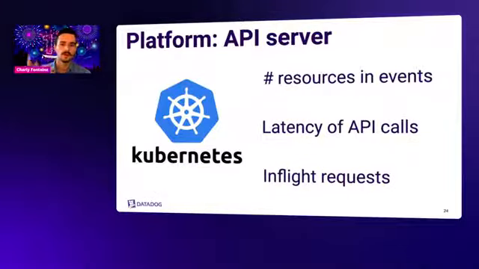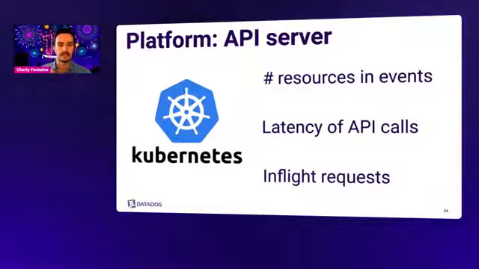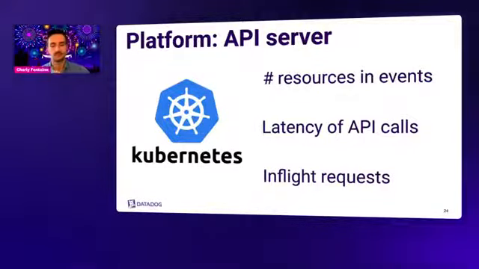Now, more specifically, the main one, the brain, the API server. This is the bit that will reconcile everything cluster-wide.